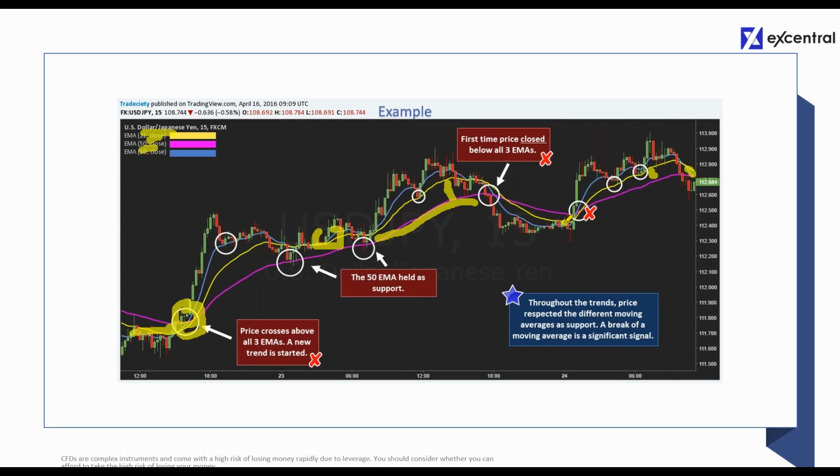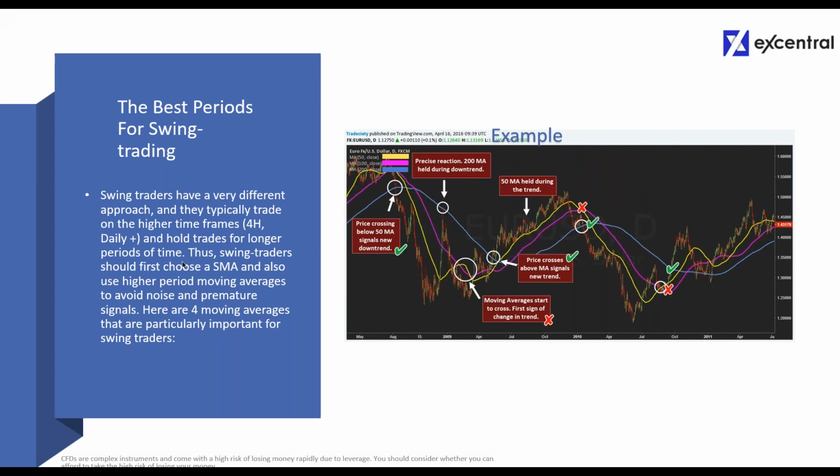Now, throughout the trends, price respected the different moving averages as support, and a break of the moving average is a significant signal. Now, here's the first time that all three EMAs closed above price and they crossed over. So having these three allows us to build a trading system, or a filtration system, or a decision-making system, or a transaction system strategy, whatever you want to refer to it as. But these become very, very reliable.